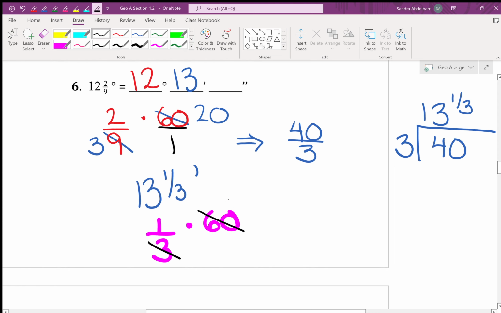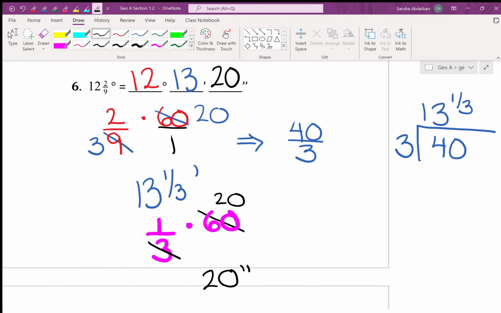3 goes into 60 20 times. So what does that mean? It is 20 seconds. You got it. So moral of the story, keep taking the fraction and multiplying it by 60. Take the fraction, multiply by 60. If there's another fraction, take it, multiply it by 60.